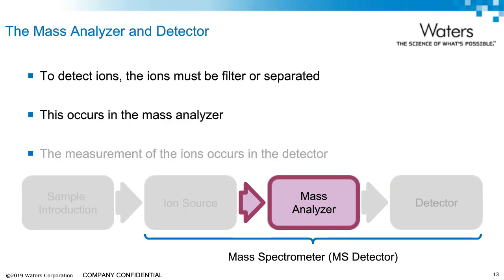Now, we covered the ion source in the first installment webinar, so now we'll turn our attention to the mass analyzer. To detect ions in a useful way, we need a method to separate them. This occurs in the mass analyzer. Once separated, we detect our ions and determine their mass-to-charge ratio based on that measurement.